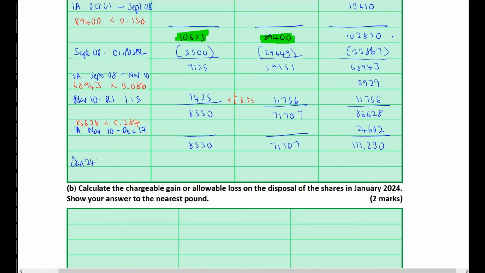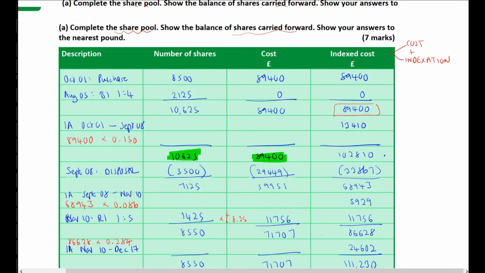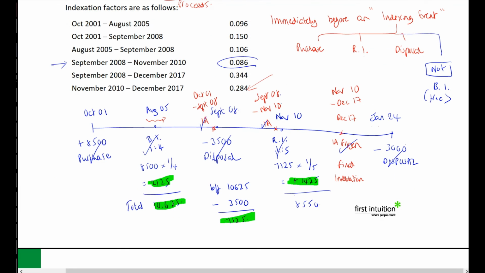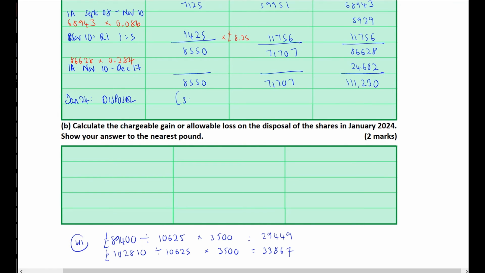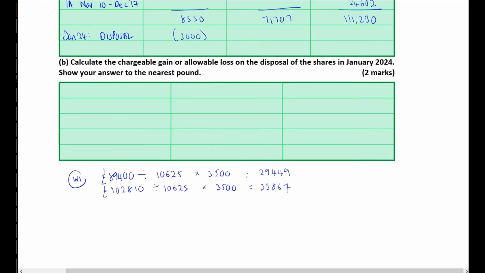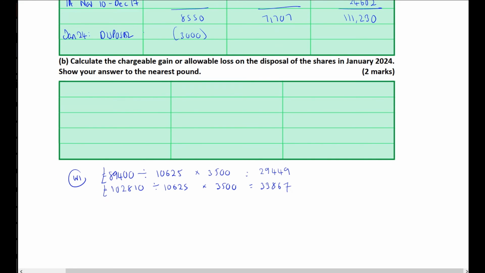So January 2024 was when the disposal took place, and the timeline tells us 3,000 shares were disposed of. Probably want a little working for this, I'd suggest. So the cost column shows £71,707 in it, and that relates to 8,550 shares. So if I take 71,707 over 8,550, that gives me the cost of one share.